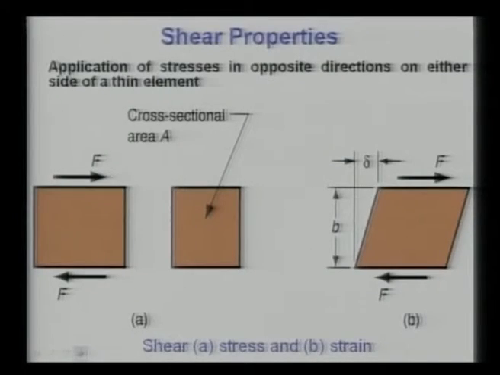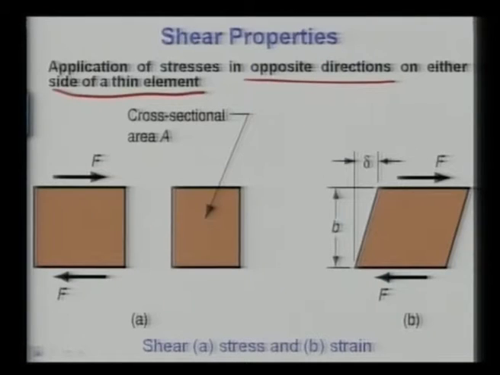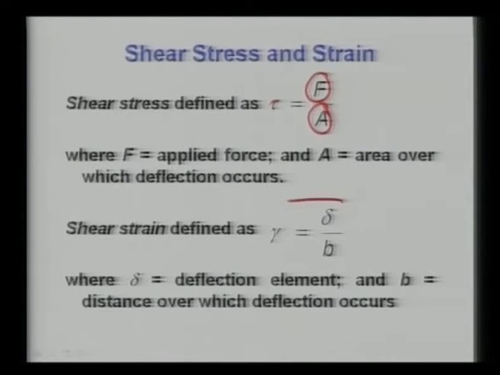Now, shear properties. This is the application of stresses in opposite directions on either side of a thin element. Essentially, shear causes angular distortion of the two opposite surfaces. Here tau is defined as the force applied divided by the cross-sectional area, and shear strain is the ratio of delta to the distance between the two planes, b. This delta over b is defined as the shear strain of a material.